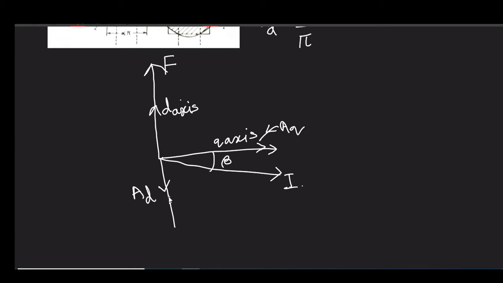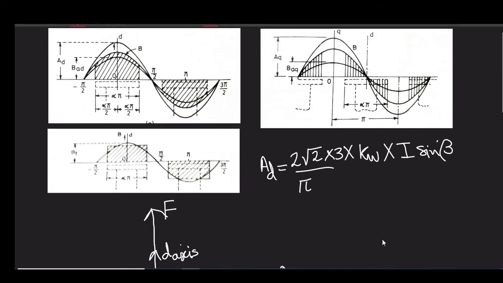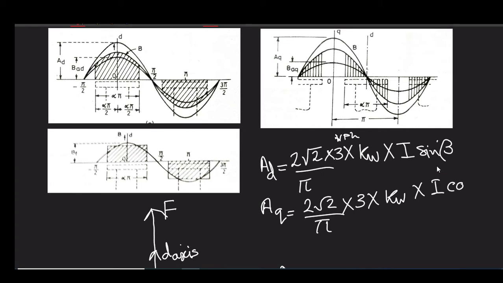So obviously that AD will be something like this. Now if you want to take a per phase approximation, then obviously you need to drop this factor 3. This is due to the number of phases. Similarly, AQ will be 2 root 2 pi. Now try to understand that both of these armature reaction MMFs are produced by two virtual currents.